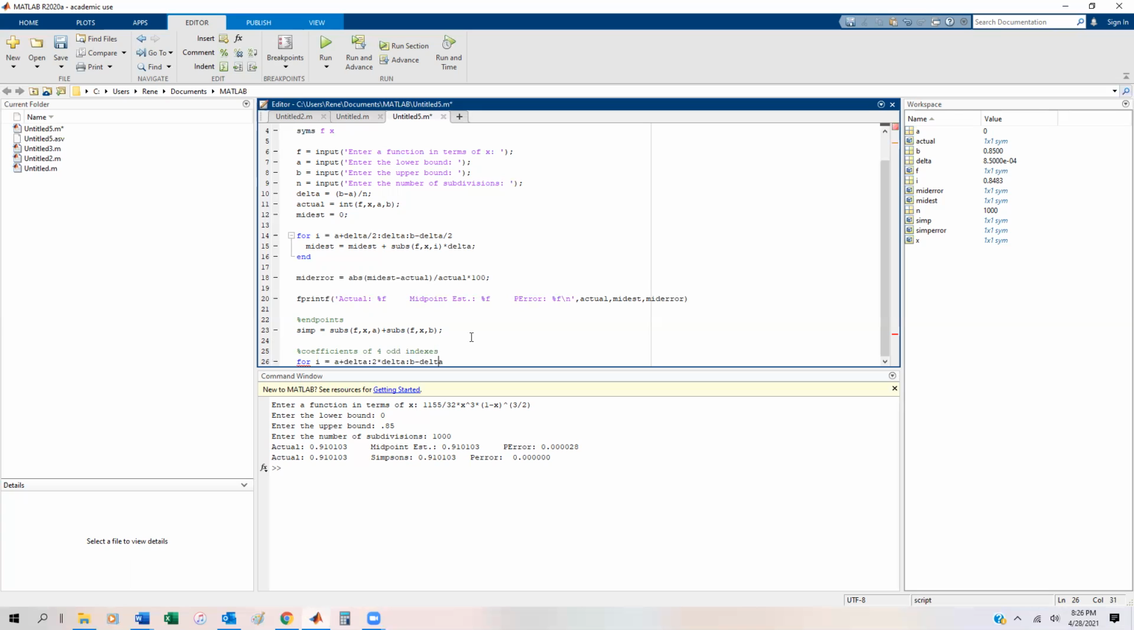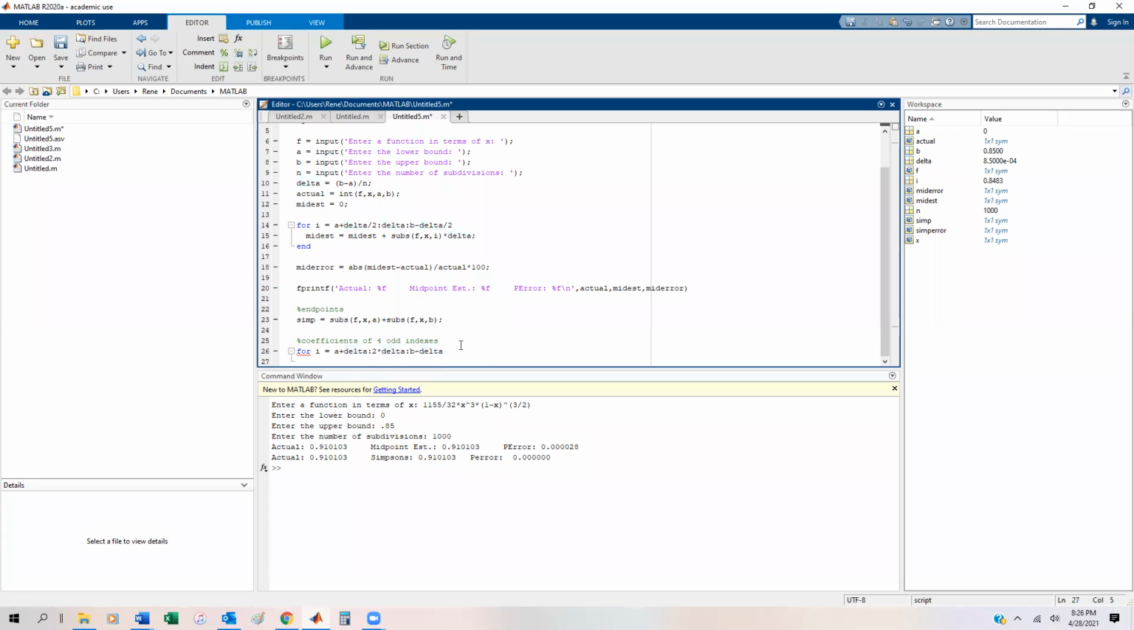Now the coefficients of 4 are in the odd indexes. So basically what this is going to do is it's going to start 1 value up from a and 1 value behind b, which are the 2 endpoints. And remember, in the formula, the 4s are sandwiching those endpoints. And this is just going to make sure that it's going to be odd, skip even, odd, skip even. And once we're done, I'll show you that it does work pretty nicely.